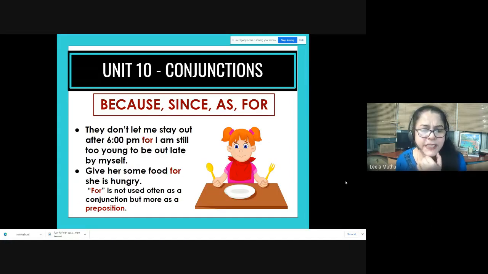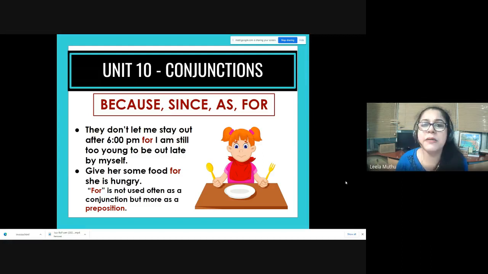They don't let me stay out after 6 p.m. is one sentence. I am still too young to be out by myself. They don't let me stay out after 6 p.m. for I am too young to stay out by myself, because I'm too young to stay out by myself, as I am too young, since I am too young to stay out by myself. So for can be used.